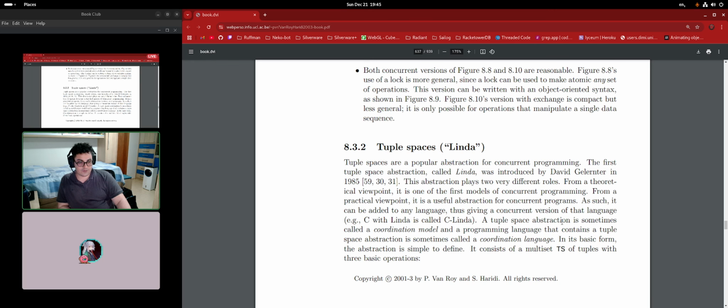And apparently a tuple space abstraction is sometimes called a coordination model. And a programming language with that is sometimes called a coordination language. Man, these guys love labeling things.